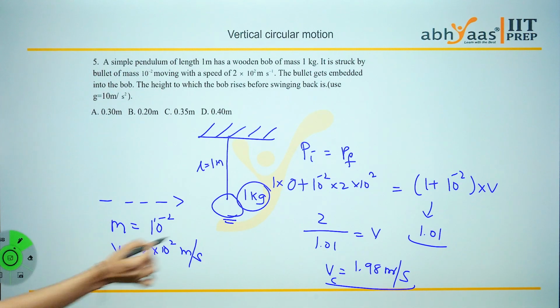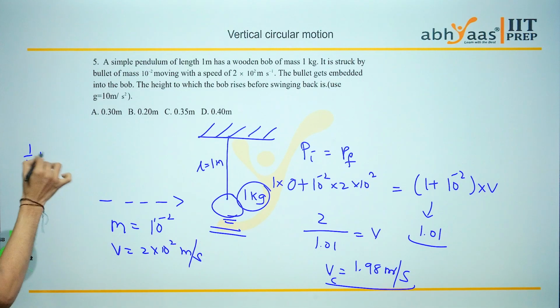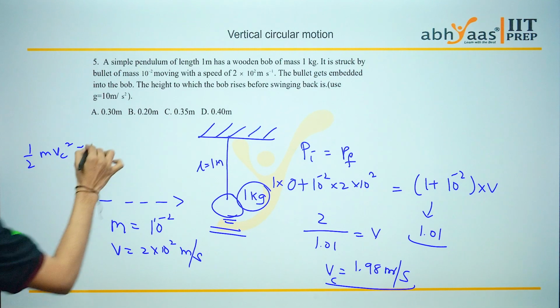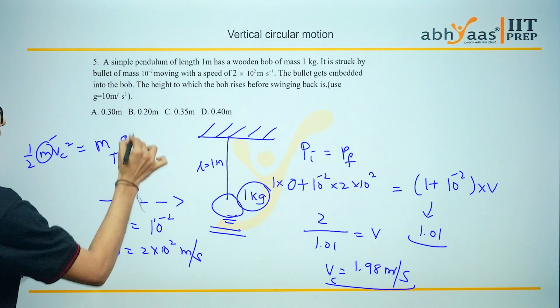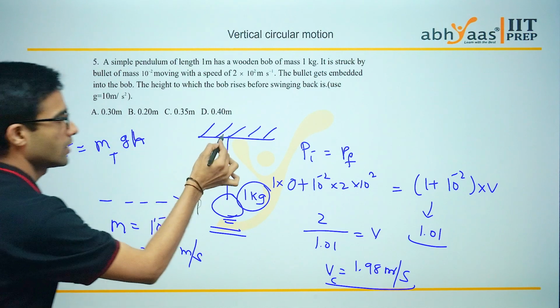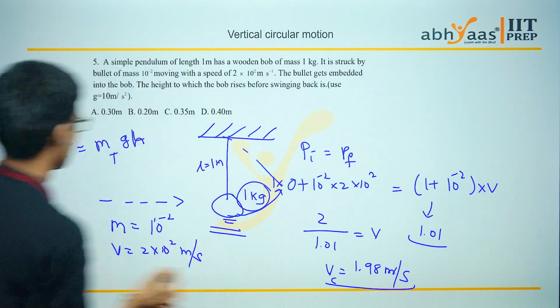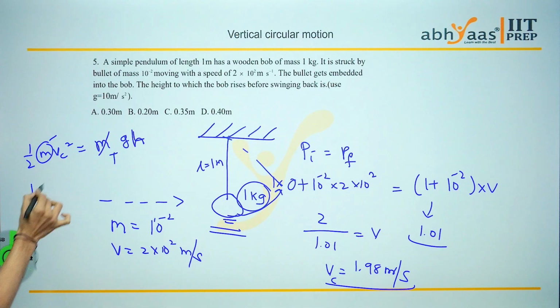Here initially the kinetic energy, half m VC square, is equal to the potential energy. Potential energy again is m total, combined, into g h. This is what we want. So it is going to the top. After hitting, it will go like this. So the m's get cancelled. What is VC?